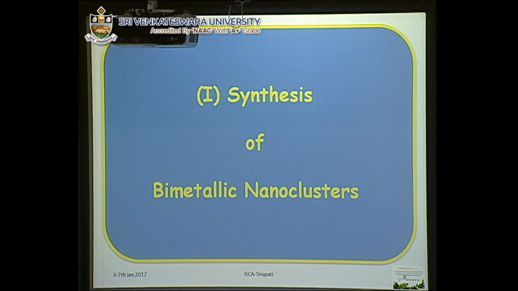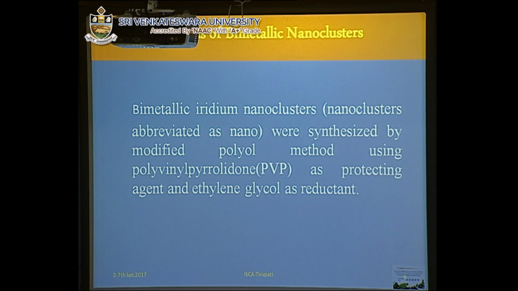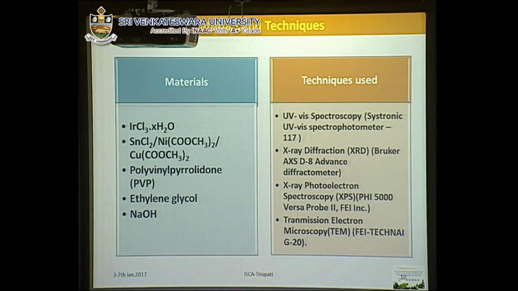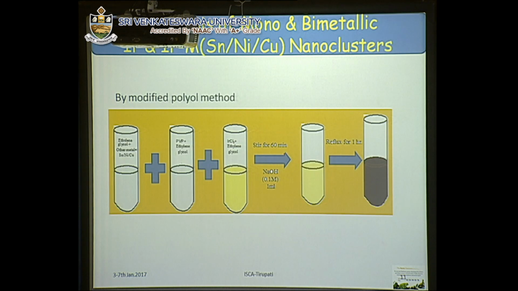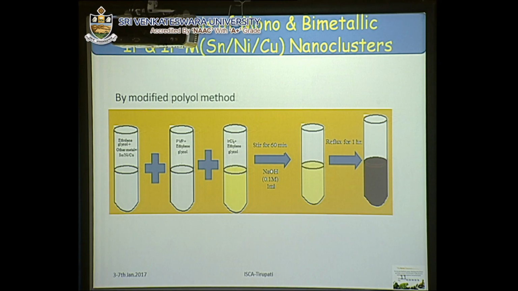So, the first part is the synthesis of bimetallic nanoclusters. The bimetallic nanoclusters were synthesized by a modified polyol method using polyvinyl pyridine as protecting agent and ethylene glycol as the reductant. These are the materials and techniques used for their synthesis, and this shows the method of preparation of the bimetallic nanoparticles. Initially, the color of the solution was light yellow, and after 1 hour of reflux, it converts to a blackish brown color.